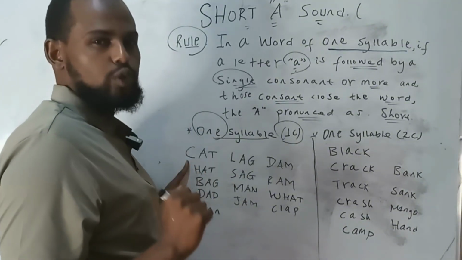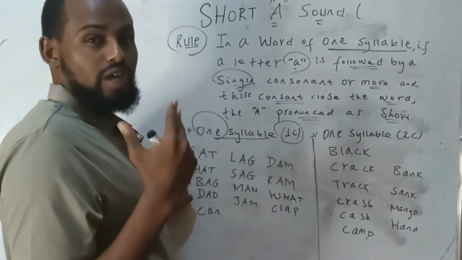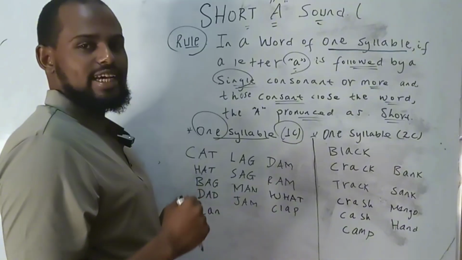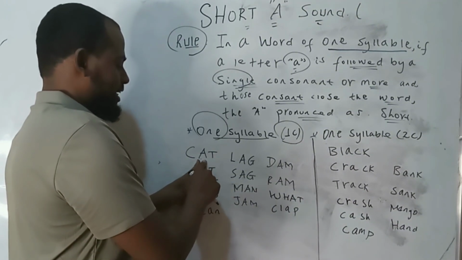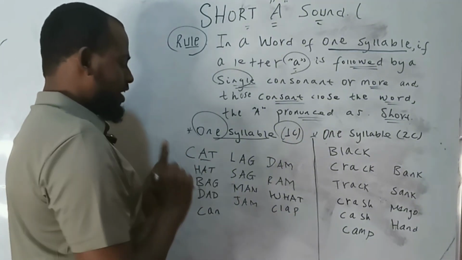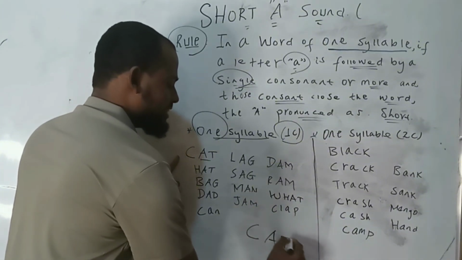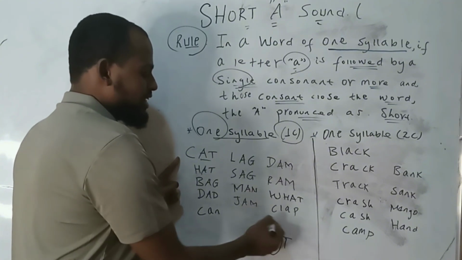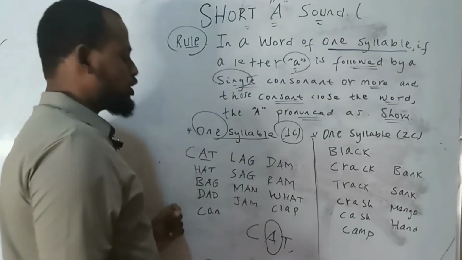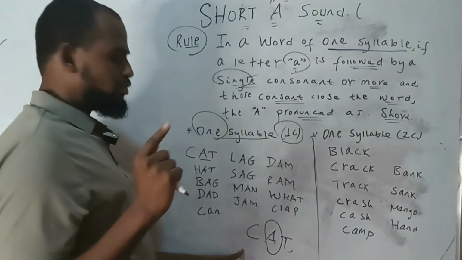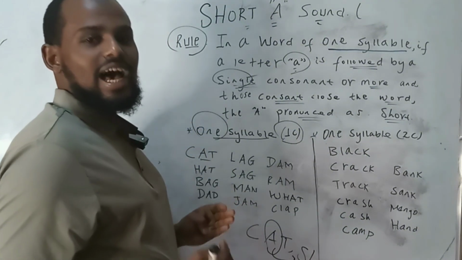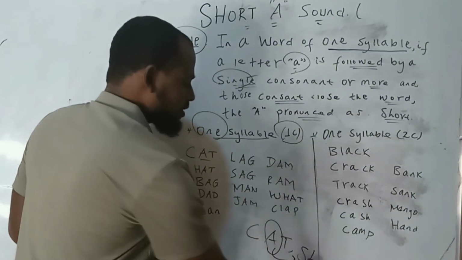Therefore, first we have to see how many syllables this word has. This word has one syllable. That means when we say cat, it is a single syllable word. When we look here, we have one vowel, and that vowel is A. We have C, A, and T. Therefore, in a word of one syllable, this A is followed by what? By T. That means it is followed by a single consonant, and this T closes the word. Therefore, we have to pronounce this A as the short A sound, that means as A.